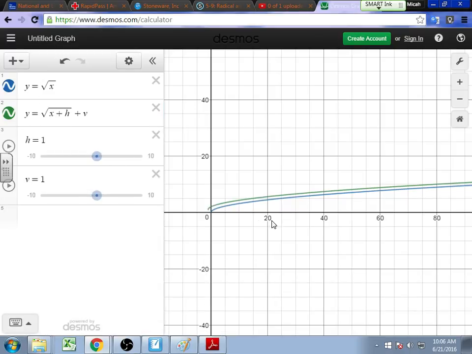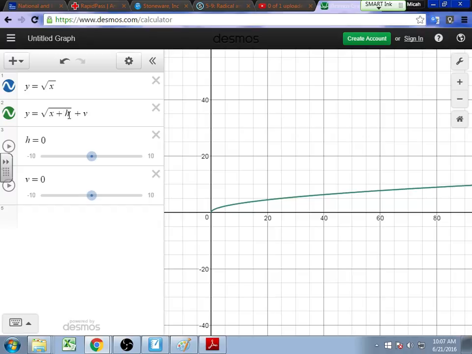So blue is my parent function. It's my just radical x function. If I make h 0 and I make k 0, it'll match my radical function, right? Because then those would be nothing. They would be doing no change.